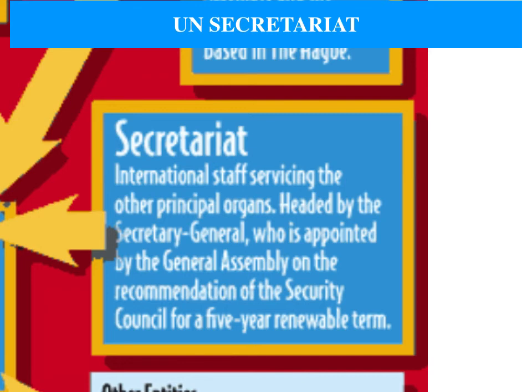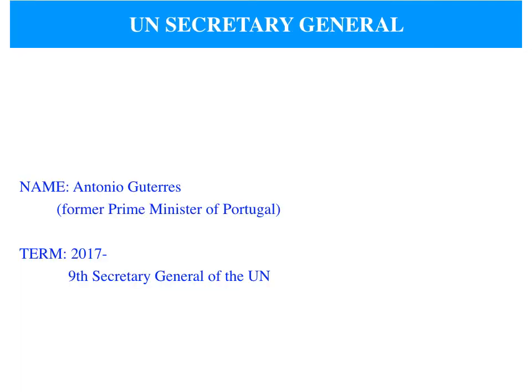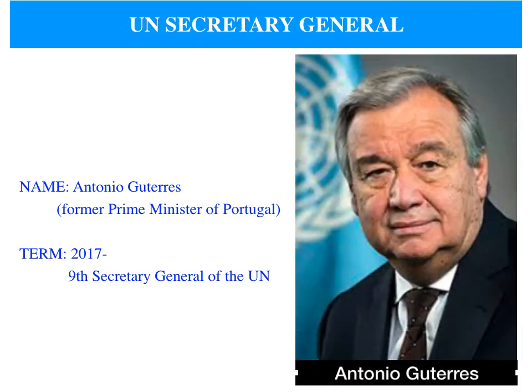And the Secretariat is headed by the Secretary General, who is appointed by the General Assembly on the recommendation of the Security Council for a 5-year renewable term. Now, the current Secretary General is Antonio Guterres, the former Prime Minister of Portugal, and he has been in office since 2017. We must also remember that he is the 9th Secretary General of the United Nations.